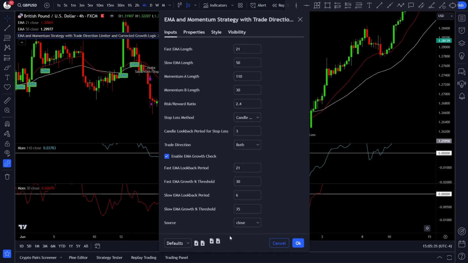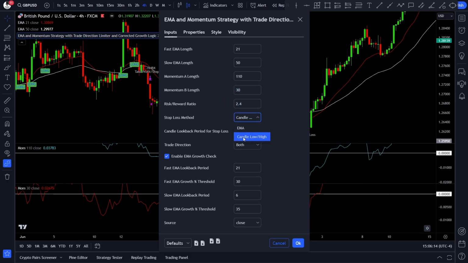Okay, here is my optimization. I won't be explaining the rules again, I will just quickly go over the parameter settings, then we will take a look at the backtest. So now I am using a 21 length for the fast EMA, a 50 length for the slow EMA. The slow moving momentum is set to 110 and the fast reacting momentum indicator is set to 30. My risk reward ratio will be a 1-to-2.4.